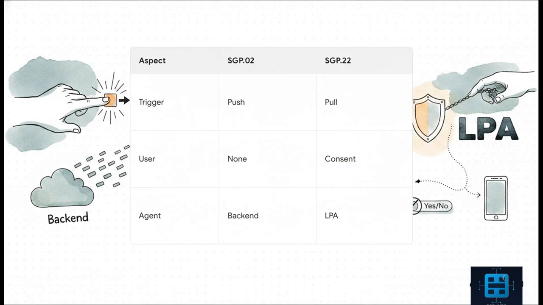Now check out the triggers here, because this is fascinating. SGP.02 uses a push model with zero user interaction. It just happens. But SGP.22, it demands a pull model. That means it has to be initiated directly by you, requiring your explicit consent and a brand new mandatory piece of software called the LPA.